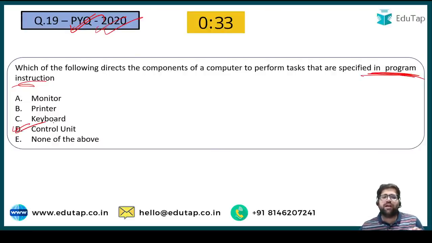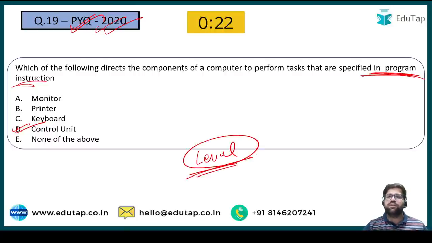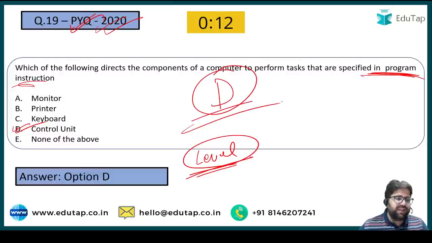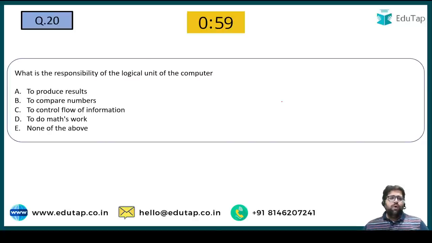I'm not wasting much of your time. I'm just showing you how different questions can be asked on the control unit, and on the arithmetic logic unit as well. So this is the level. Maintain your preparation according to this only. Do not go to a higher level and do not maintain a low level. Have an equilibrium. As simple as that. Yes, the correct answer of this particular question is option D.